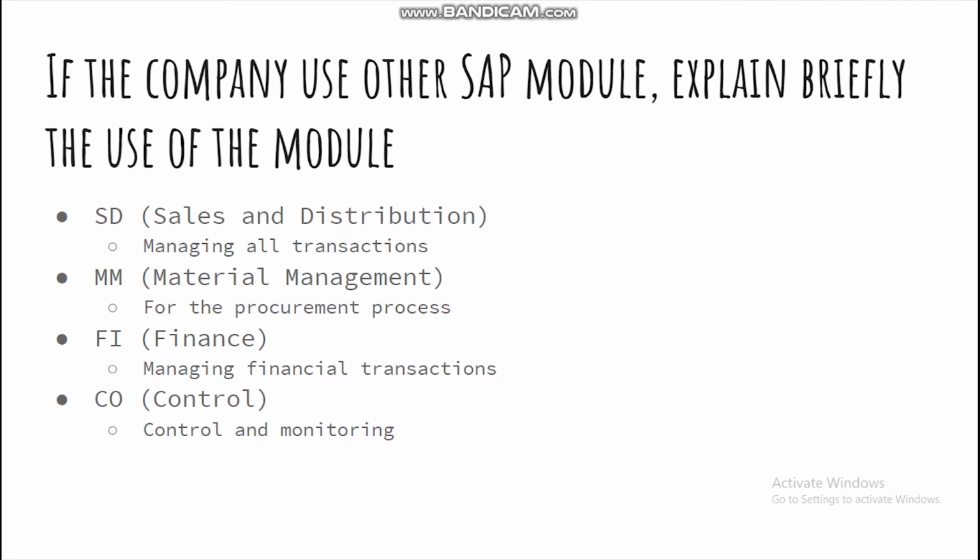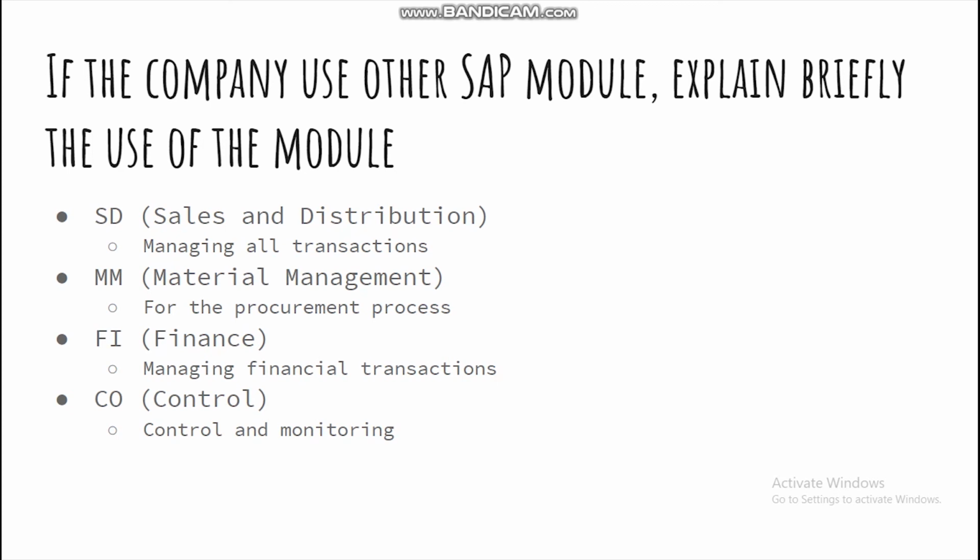After that, there is MM, material management module, for the procurement process. This module is useful for the procurement process if there is a lack of material for the production process. Like in this case, there is a lack of material for producing the smartphone. So my company purchased some material from the vendor, that is PT Nice Material, so we can carry out the production process. And then FI, financial accounting, for managing financial transactions.